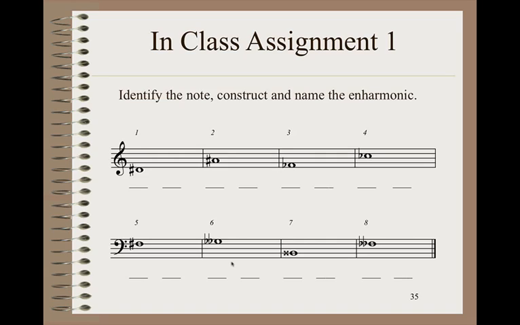All right, this is our first class assignment, and I'd like you to go ahead and write these out on the paper to give you some practice with writing enharmonic notes. I'll go through this first one for you. What I'm asking you to do is identify the note and then construct and name the enharmonic. So you look at this first note and you say, okay, that is a D sharp. So you write D sharp on the line there.